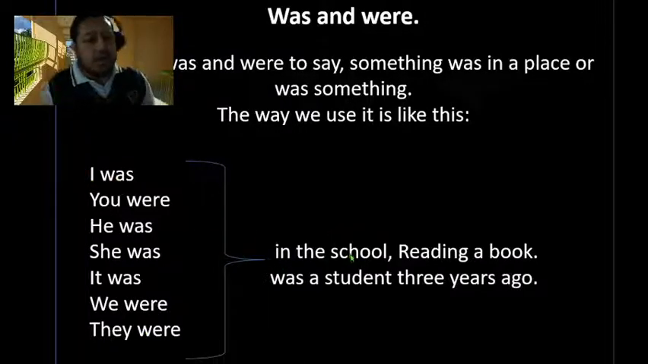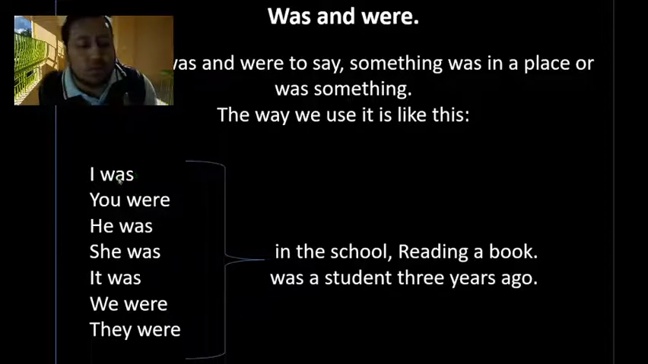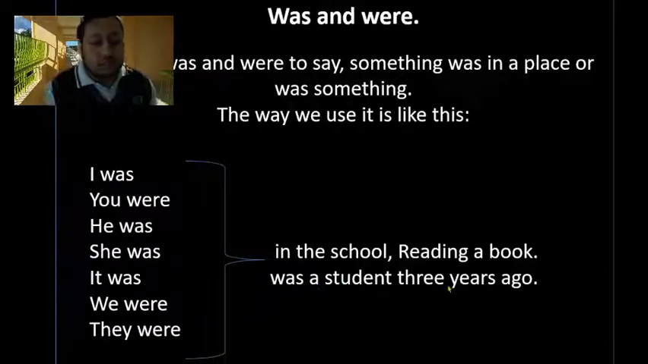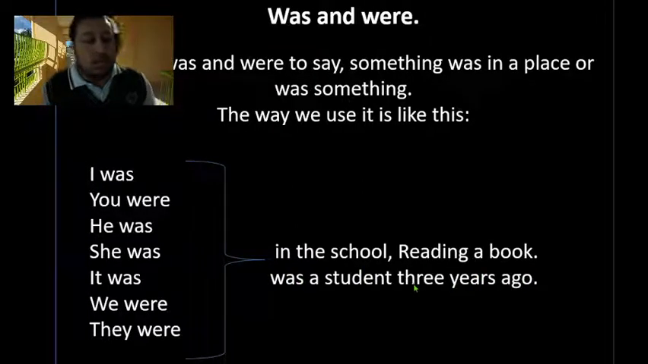Example, I was in the school reading a book. So, I was in the school. Entonces, este es un lugar. Entonces, este significa yo estaba en la escuela, no que yo era una escuela. I was a student 3 years ago. I put here two was. I was a student 3 years ago. Entonces, yo era un estudiante. Right? Si hay un adjetivo después, quiere decir que este es de era. Si hay un lugar, quiere decir que estaba. Todos, no nada más uno.